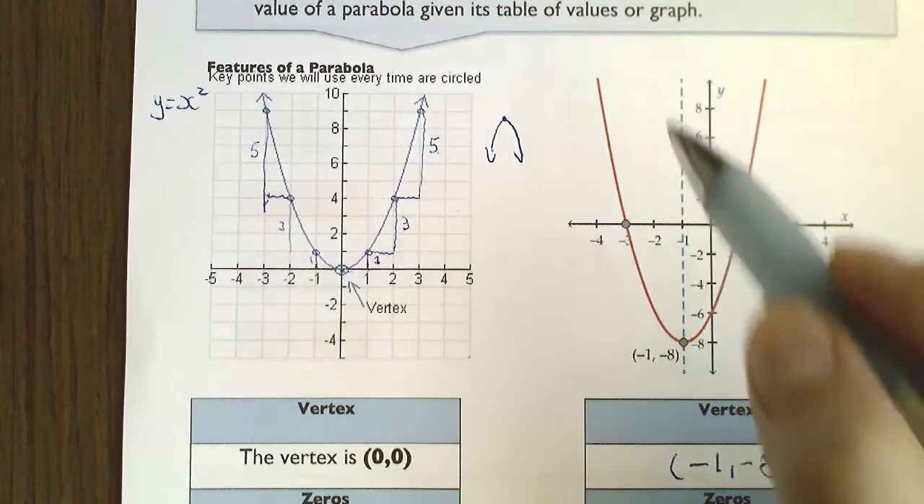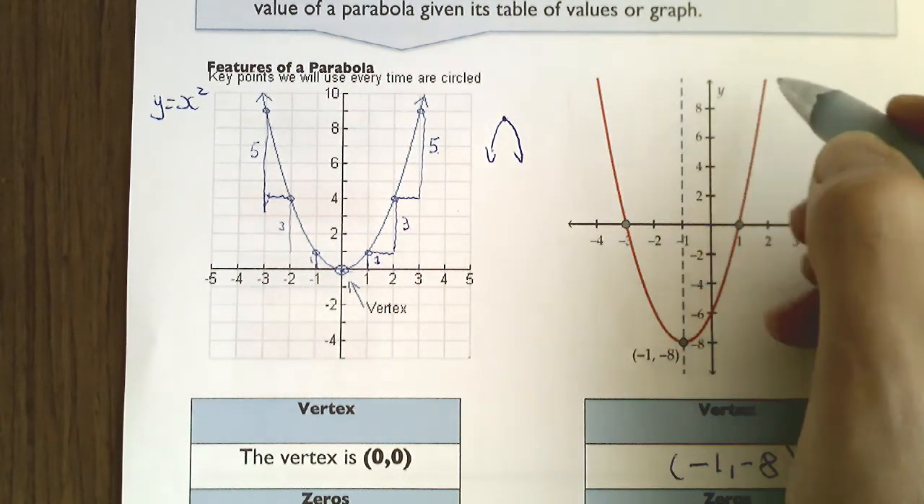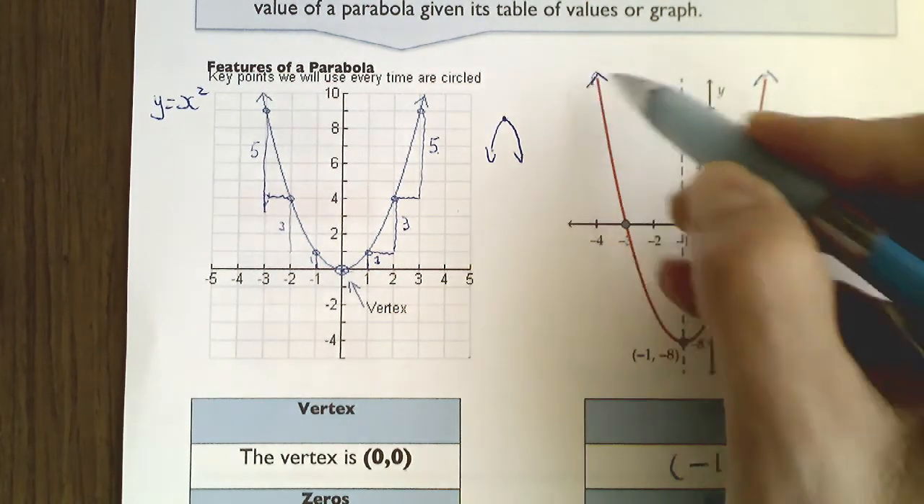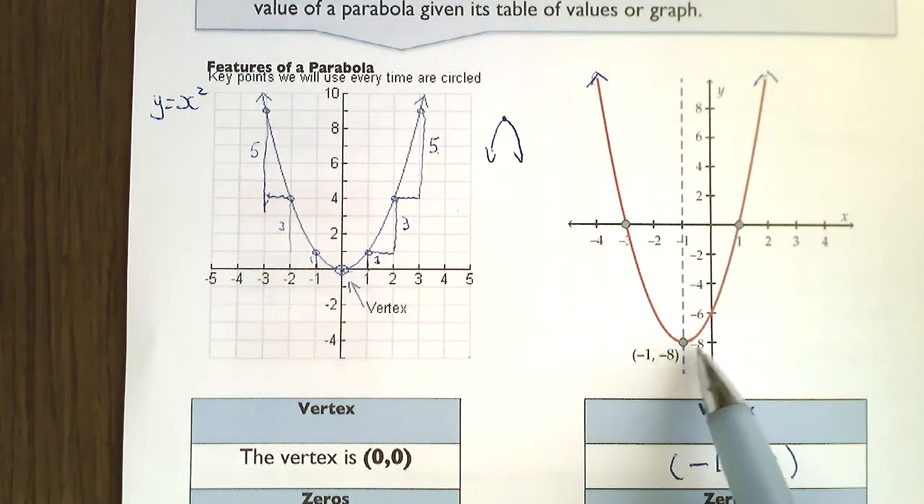And this parabola also opens up. It means that it does not have a maximum value. It will continue this way, but it has a minimum value at the bottom point. The lowest point of the parabola is the vertex over here, and it's (-1, -8).